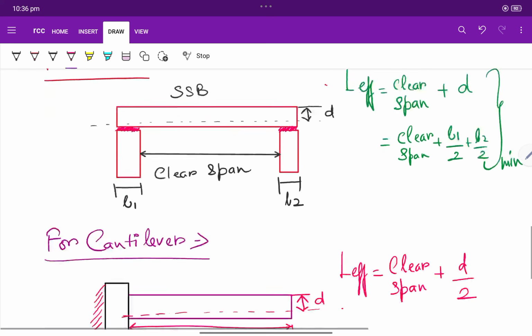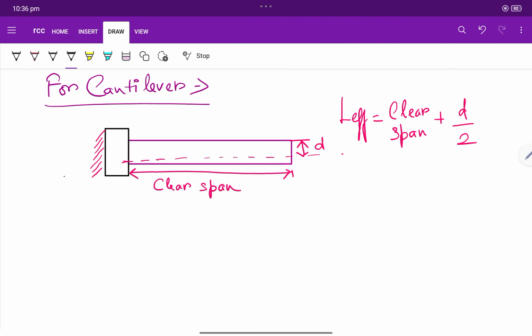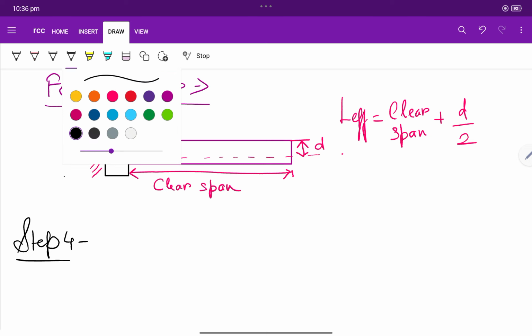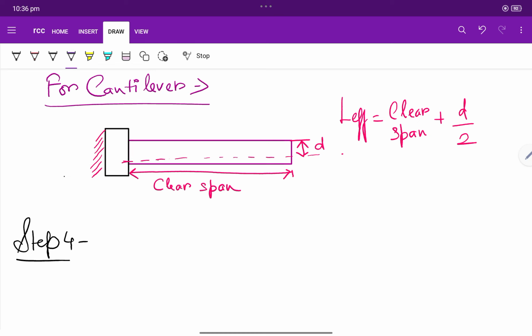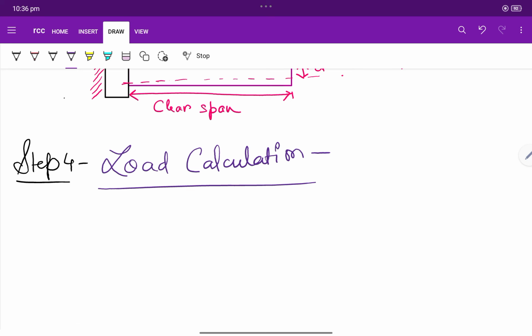See, this is step 3. We will see step 4. Slowly I am going, so that we can understand everything. So step 4 will be the load calculation. Okay, let's see what we will do here.